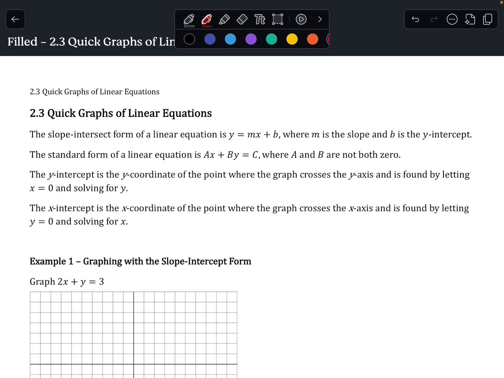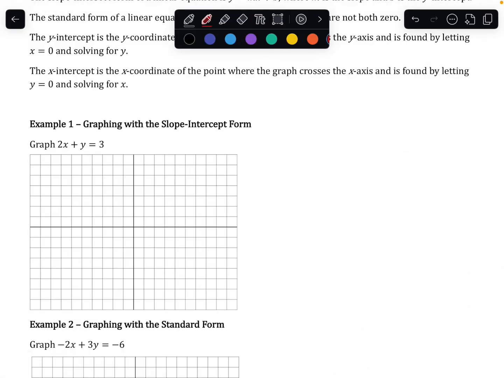So, class, today we're going to talk about a few different ways to draw linear equations on graphs. All right, example one, we're going to be graphing with slope-intercept form. A reminder, our slope-intercept form is y equals mx plus b.